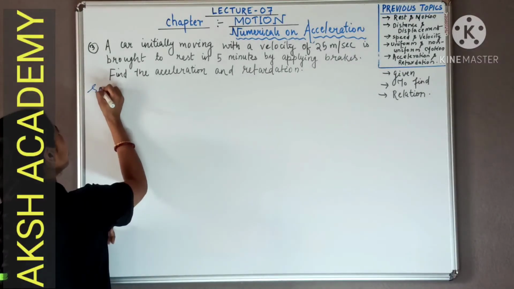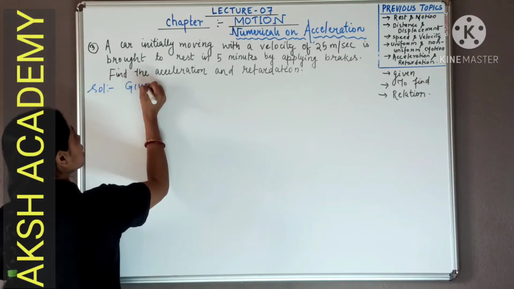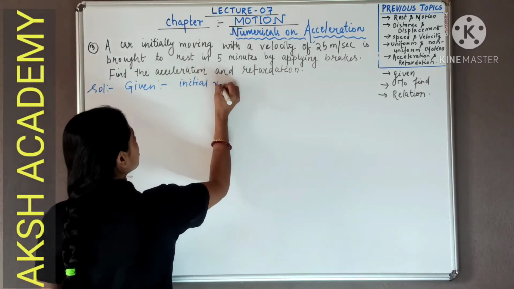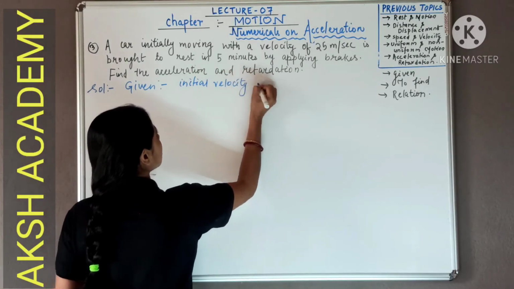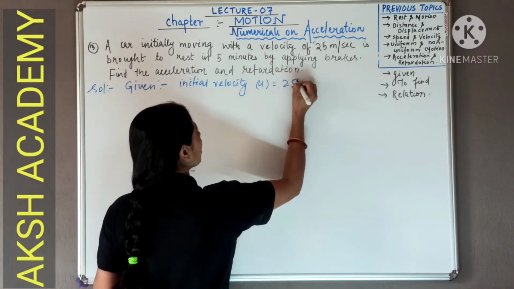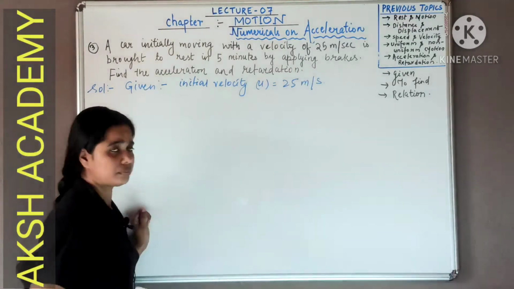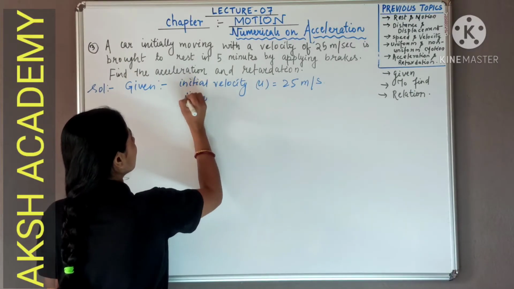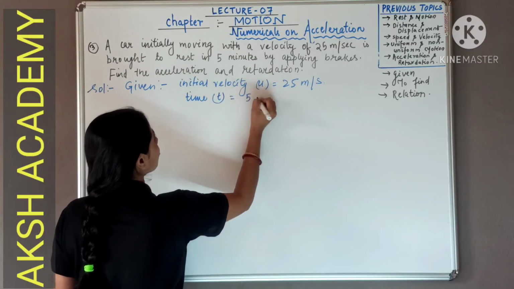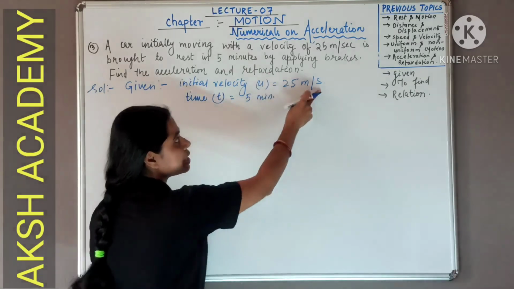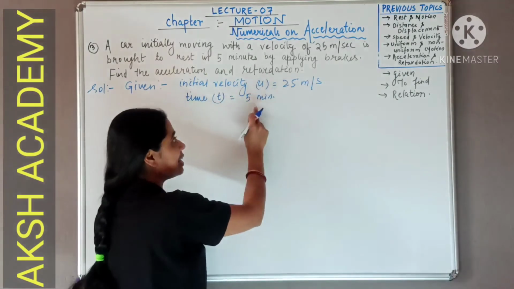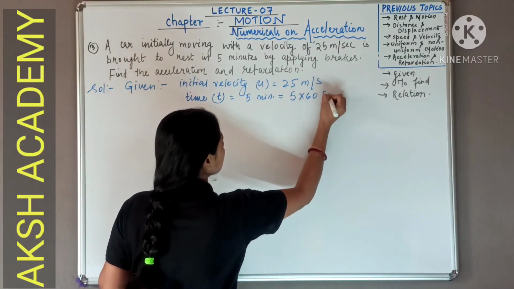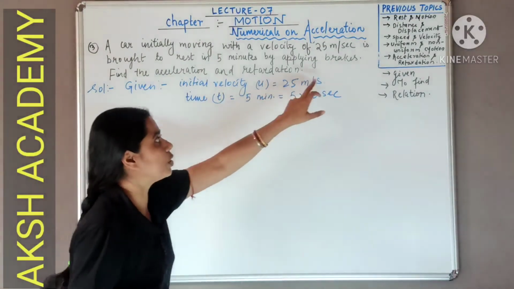So, coming to the given. What is given? Here the initial velocity U is equal to 25 meter per second. Next is your time T, which is equal to 5 minutes. Now you can see here the unit of time is second and here it is minute. So here we have to convert it into second. Minute I have converted into second.